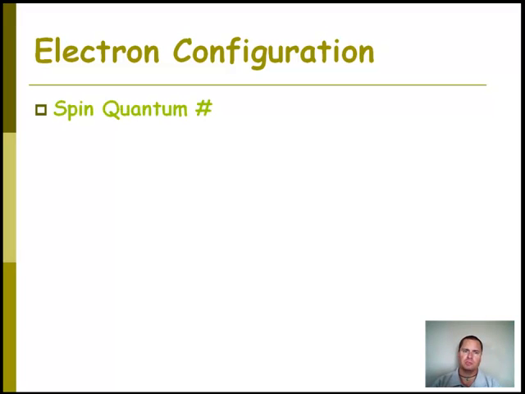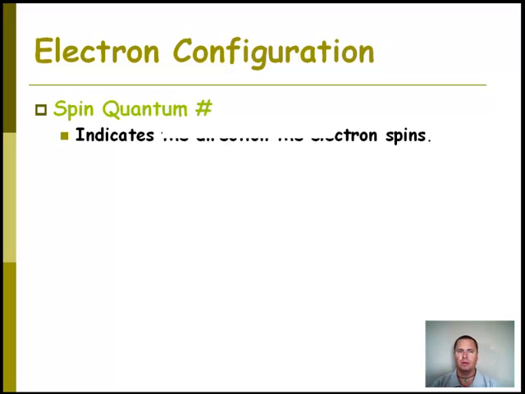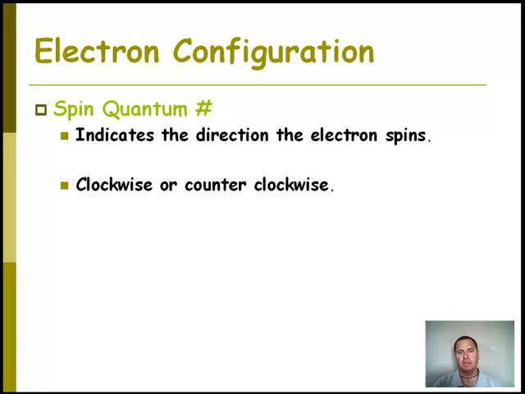The next quantum number is what we call the spin quantum number. It's our final one. The spin quantum number simply indicates what direction the electrons are spinning about those orbitals, or these axes. Are they spinning clockwise or counterclockwise? And remember, each orbital is going to hold 2, and the electrons in those orbitals spin in opposite directions from one another.